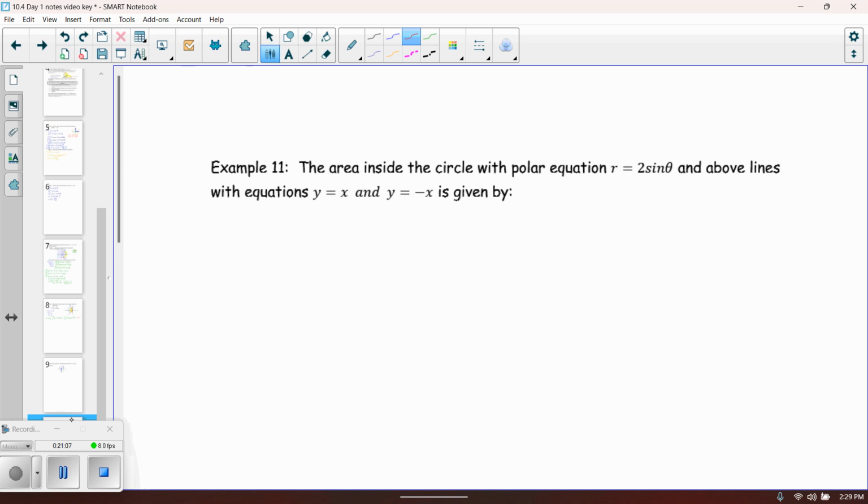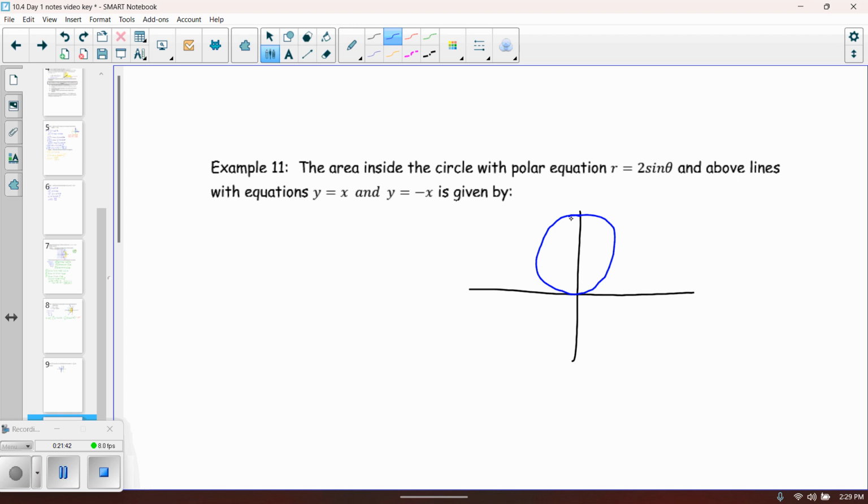So the area inside the circle with the polar equation r equals 2 sine of theta, and above the lines with the equations y equals x and y equals negative x is given by... So we're trying to find the area, and the reason that this one's a little bit more challenging is because we're mixing polar and rectangular stuff here, but it's not that difficult to do. So r equals 2 sine of theta is a circle which sits up on top of the x-axis, something like that.